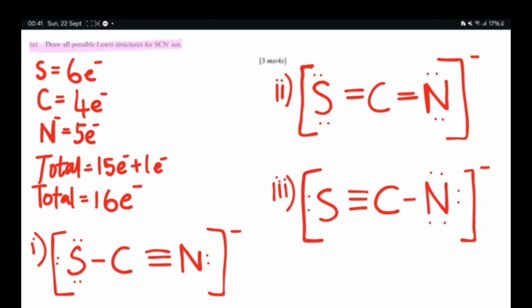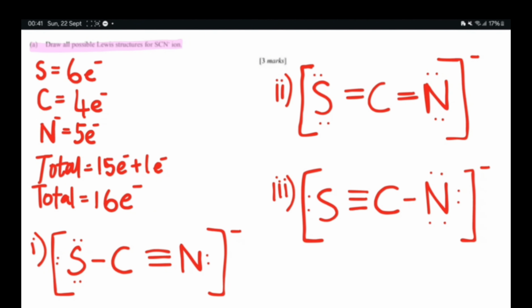So, to draw the possible Lewis structures, first of all, we need to have the skeleton structure. So C would be the central atom, and S and N would be the terminal atoms. And then for the first structure, we can see that S forms a single bond with C, and nitrogen would form a triple bond with C. So this would be the first Lewis structure.